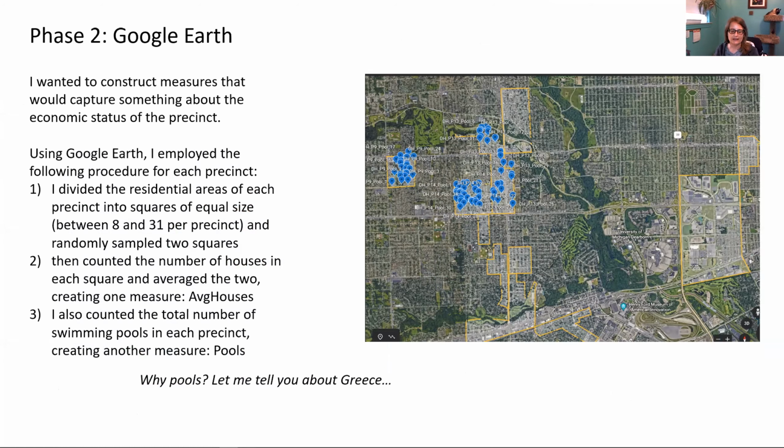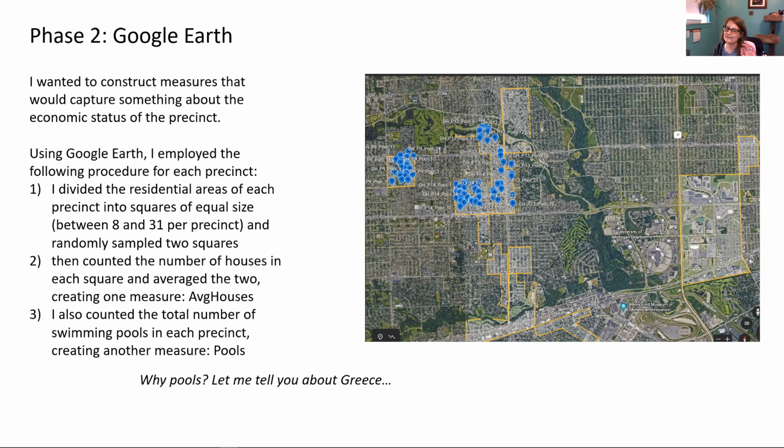For phase 2, I used Google Earth. I thought, I want race and economics for these precincts. I can't observe race from space, so I focused on the economics. Using Google Earth, I employed the following procedure. I took all the precincts that I had sampled and divided the residential areas in the precincts into squares of equal size. Then I sampled 2 of those squares per precinct, counted the houses and averaged them. This actually gives a housing density measure, because the denominator would be that same area that I was measuring in each case. I also counted the total number of swimming pools in each precinct. The reason was I thought this might be an economic indicator.